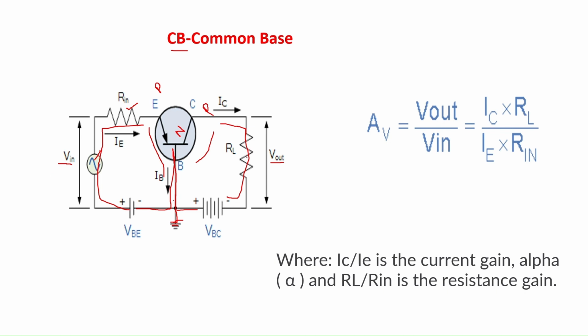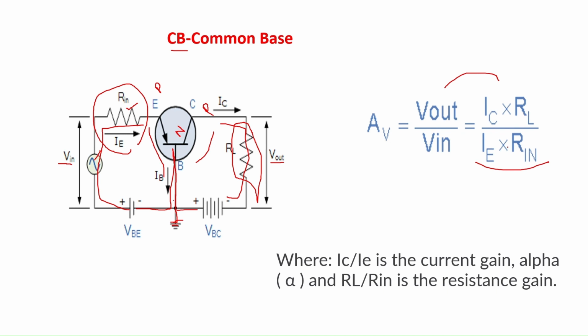So the voltage drop across this resistance RL is nothing but the current through this resistance and the value of the resistor. So IC into RL. V out equal to IC into RL and V in equal to IE into RIN.